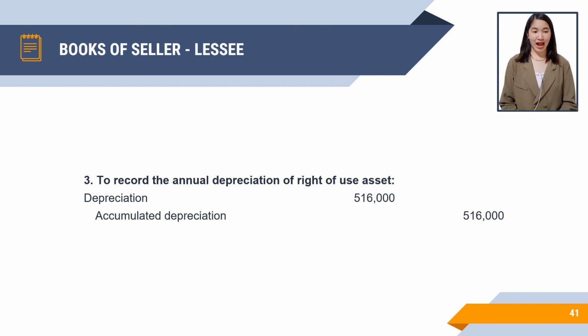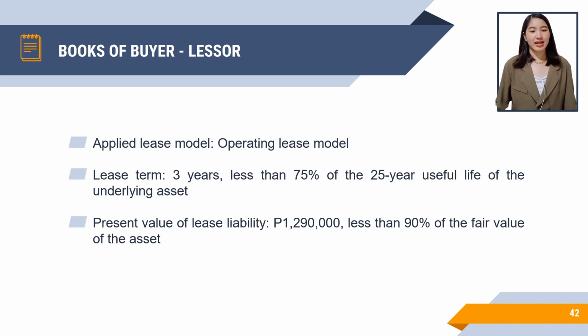Our third transaction would be the annual depreciation of right of use asset. So we need to debit depreciation and credit accumulated depreciation for 516,000 pesos. Again, nakuha lang to by simply getting the cost of right of use asset and divide it by the lease term. Let us see now the books of buyer lessor.